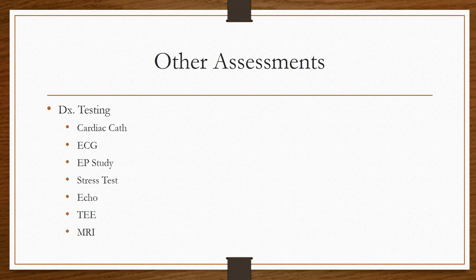Other assessments, you'll do diagnostic testing, which is the cardiac cath, just to see where the blockage or the problem lies. They'll do an EKG. They'll do an EP study, which is an electrophysiology study. They'll do a stress test to find out if the more active your body becomes, it's putting more stress on the heart, and to what degree. They'll do an echo to look at the heart, how it beats, and the ventricles and atria, and to see how things are going. They'll also do a transesophageal echocardiogram, where they go down through the throat and look at the heart. And they'll also do an MRI.